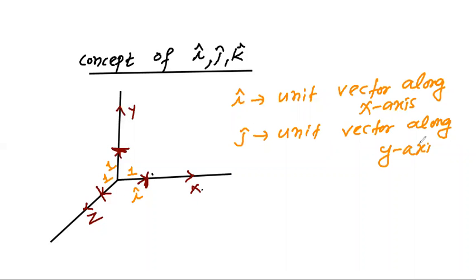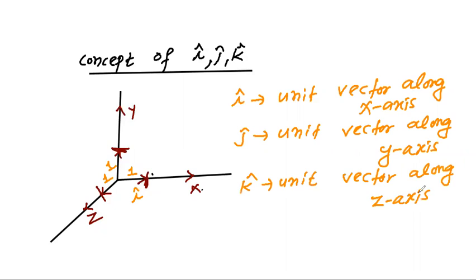J cap is a unit vector along the y-axis, and k cap is the unit vector along the z-axis. So I cap is a unit vector along the x-axis, J cap is a unit vector along the y-axis, and k cap is the unit vector along the z-axis. So this is J cap and this is k cap. In simple words, all of you listen here.